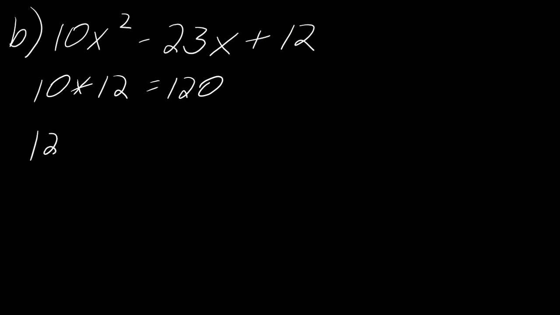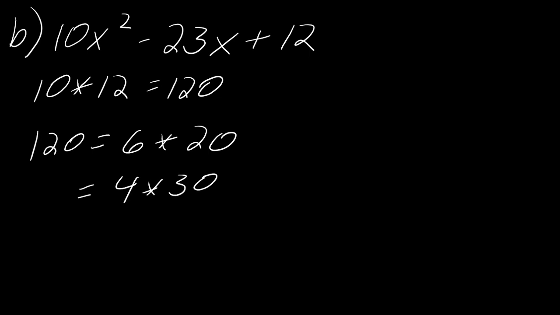Okay, so factors of 120 that would add to negative 23. Let's just think about the positives for a second. So 10 and 12 are not going to work. What about 6 and 20? Okay, still won't work, right? Okay, fine. What about 4 and 30? Also no. Okay, what about, let's see, oh, I know, how about 15 and 8?